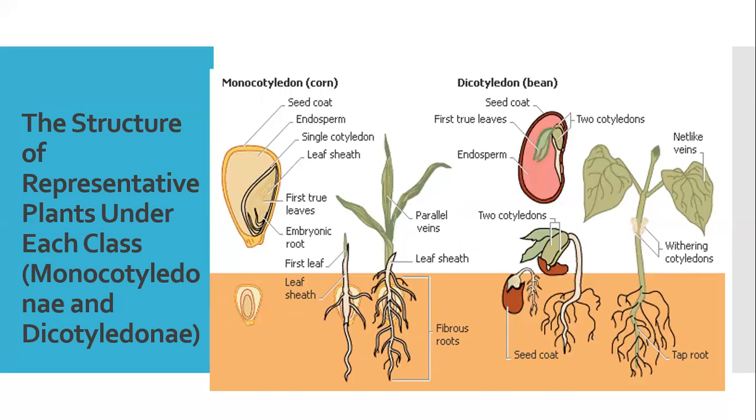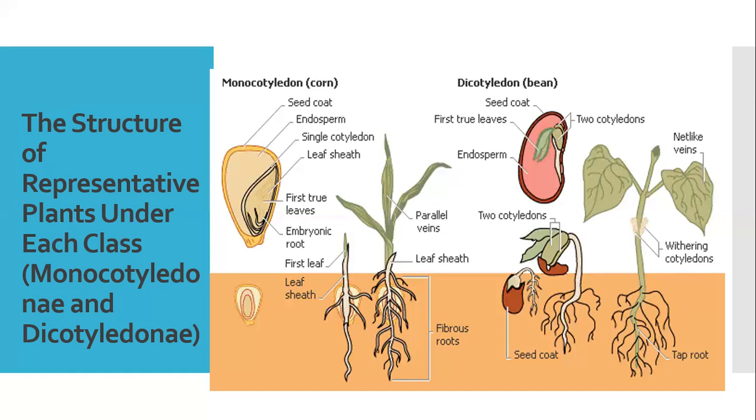So let's see the structure of representative plants under each class, the Monocotyledonae and the Dicotyledonae. A representative of the monocotyledons is the maize plant, and you can see an illustration of a maize seed, which has one cotyledon, with the various parts labeled. You can see that the veins of the leaves of the maize plant are in parallel, and the root system of the maize is fibrous.